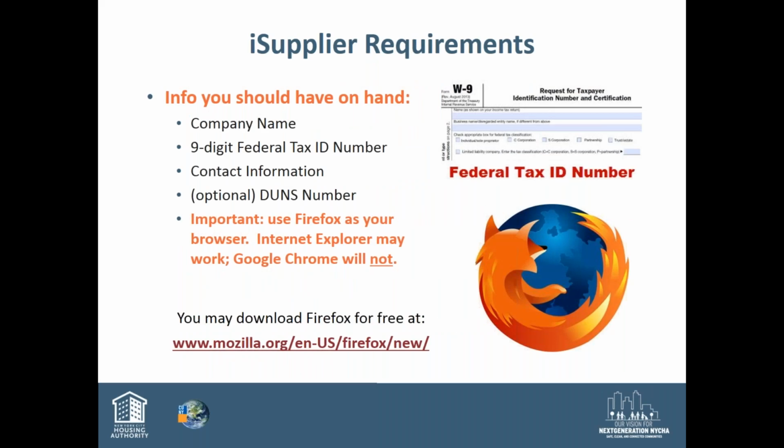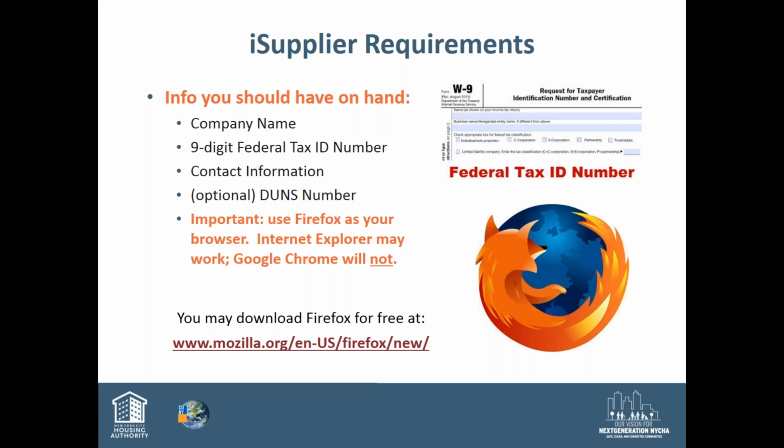Before we begin, I just want to list the information that you should have on hand before you register in iSupplier. You will need your official company name, your 9-digit federal tax ID number, and contact information. If you have a DUNS or Dun & Bradstreet number, that will also be helpful, but it is not required to complete the registration process.